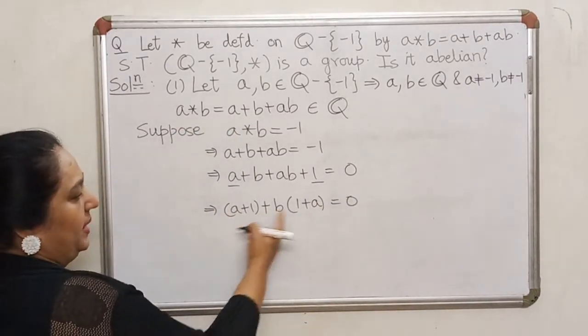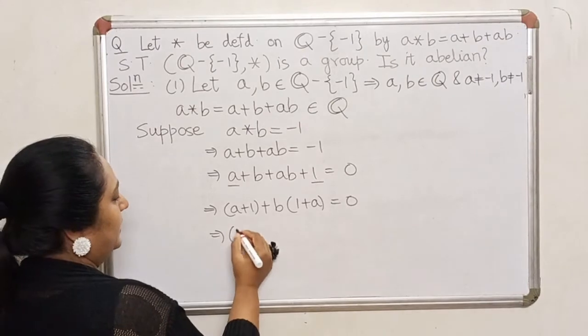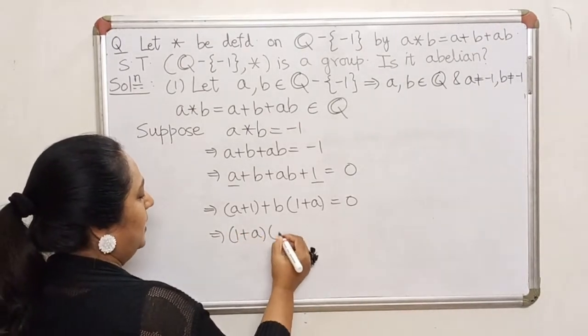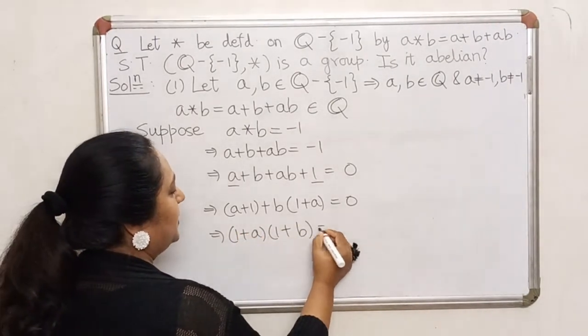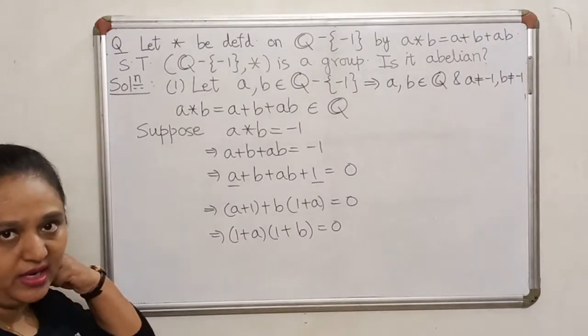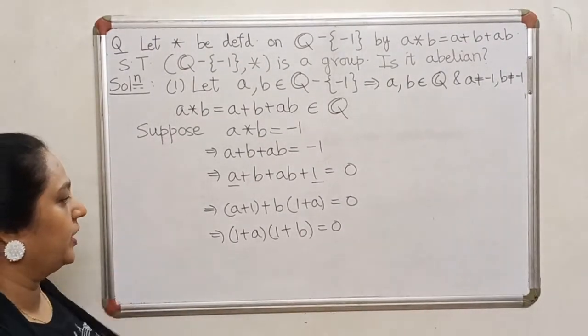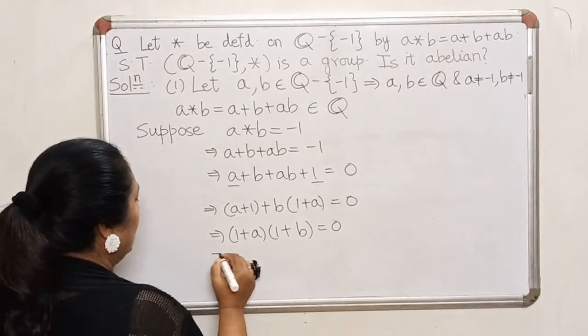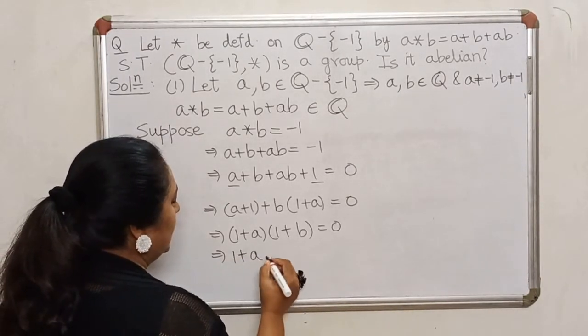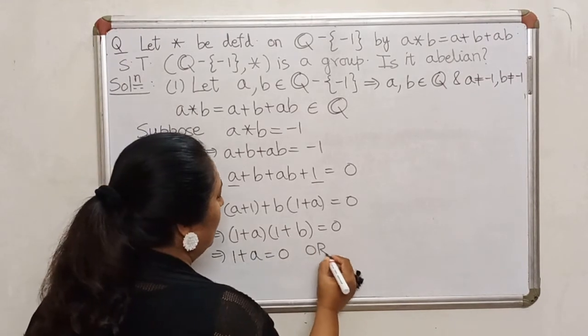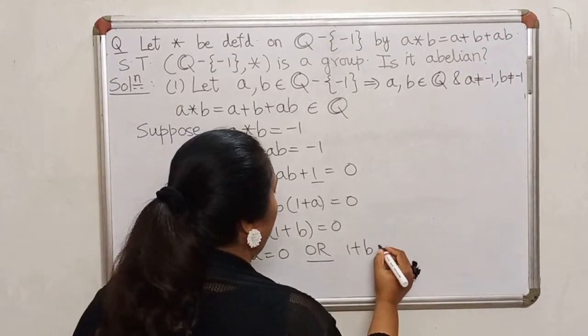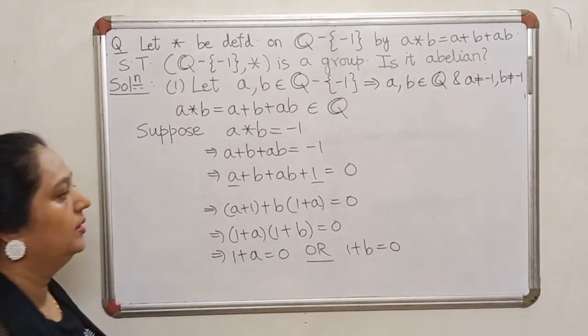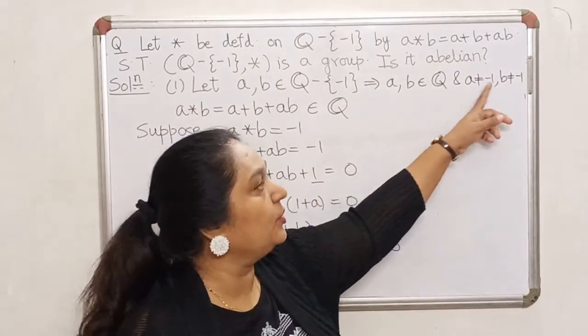1 plus a or a plus 1 is the same thing, so I can take that as a common factor. (1 plus a) into (1 plus b) is equal to 0. Now remember, we are dealing with numbers. So if the product of two rational numbers is 0, one of them has to be 0. So this will mean that 1 plus a is equal to 0 or 1 plus b has to be equal to 0. But come back to what we know about a and b.